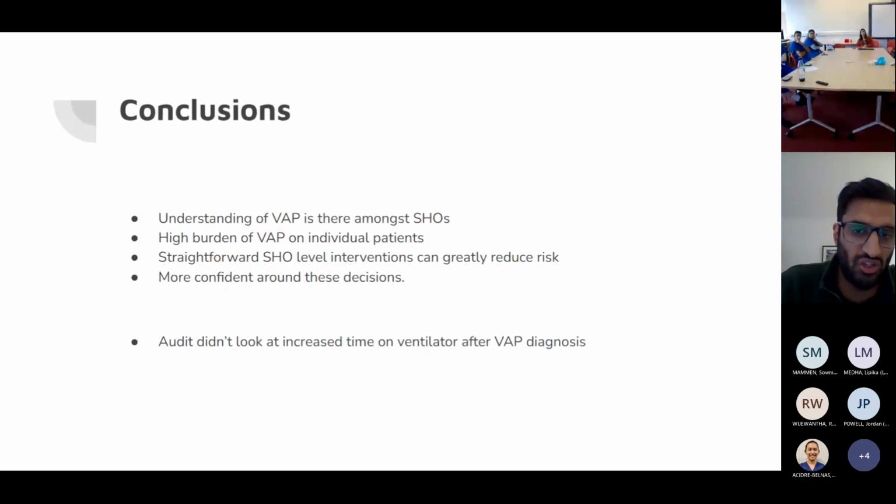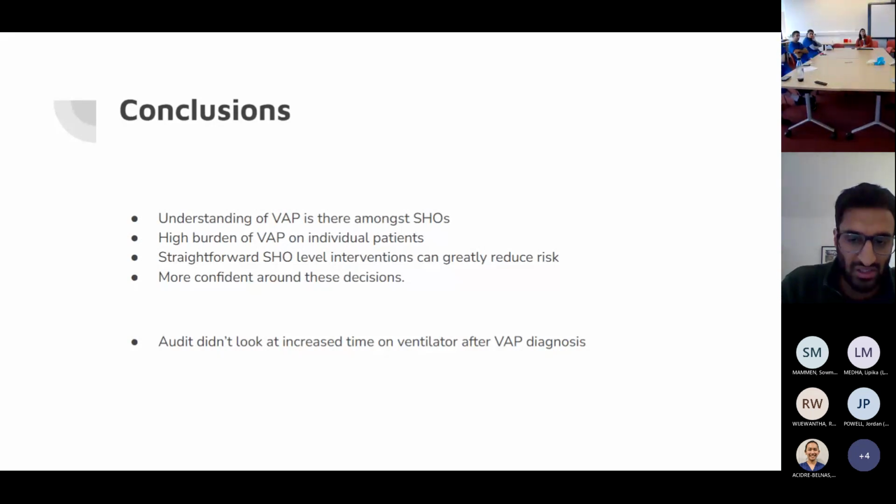So essentially, what I want you guys to take away from this is that I think that there is an understanding of VAPs among our SHO cohort, but potentially maybe not the confidence to go around diagnosing it or to think about it actively when you're going around seeing your patients.